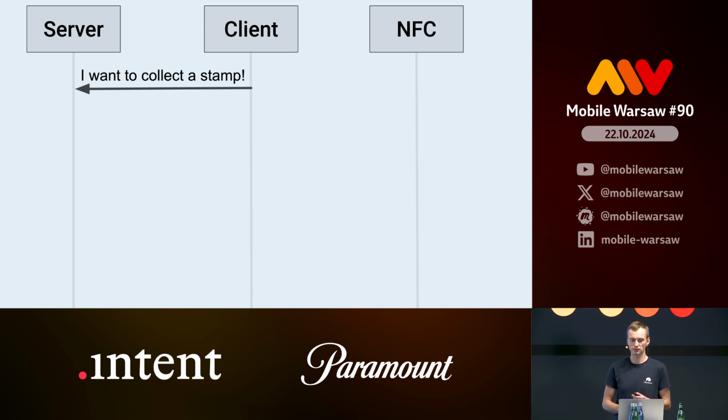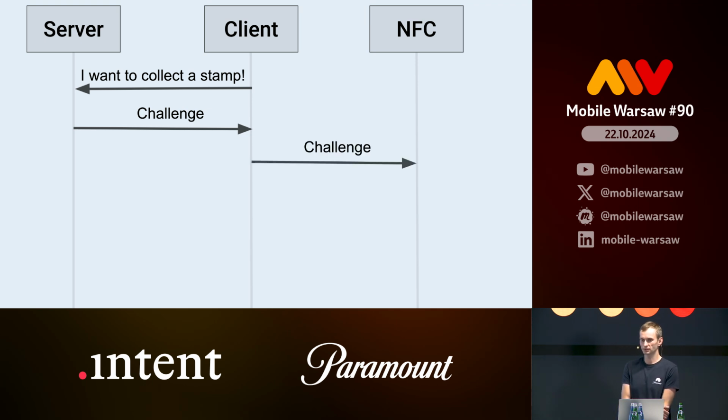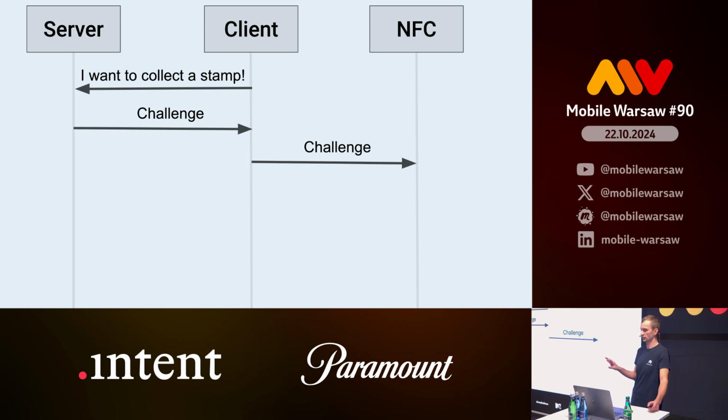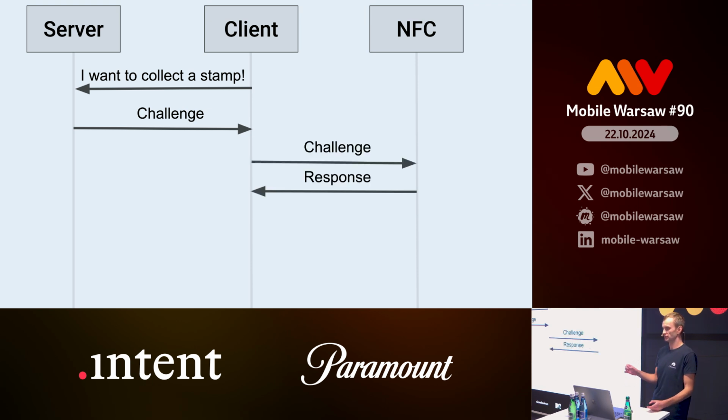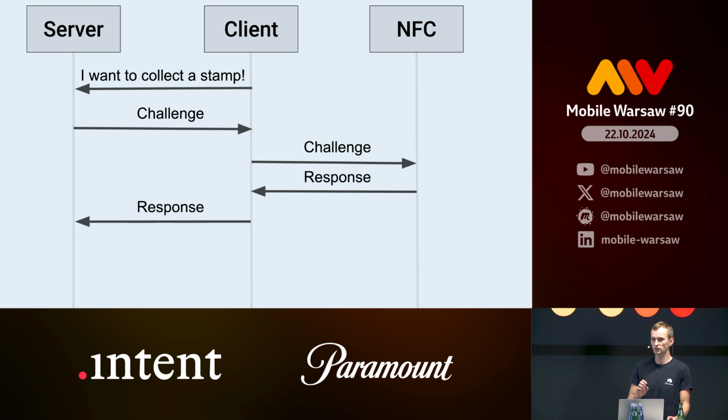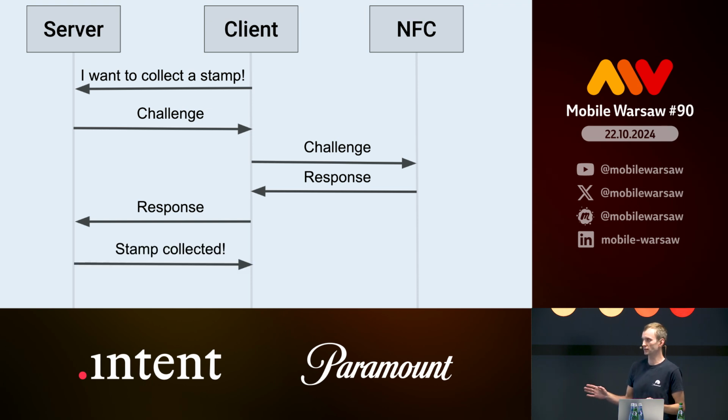So they ask the server to get some kind of random challenge. This random challenge is sent to the beacon, and the beacon encrypts the challenge with its private key that is stored on the beacon only. The encrypted response is sent back to the client, and the client sends it to the server. The server validates the response with its public key. And when they match, the stamp can be collected.